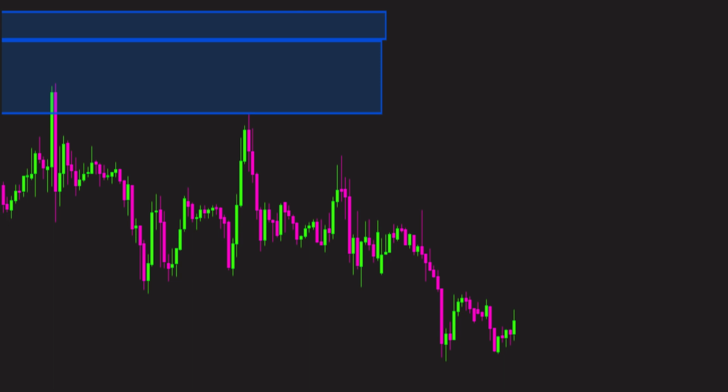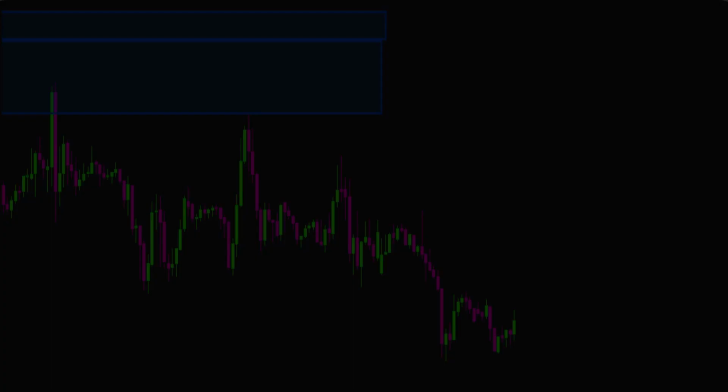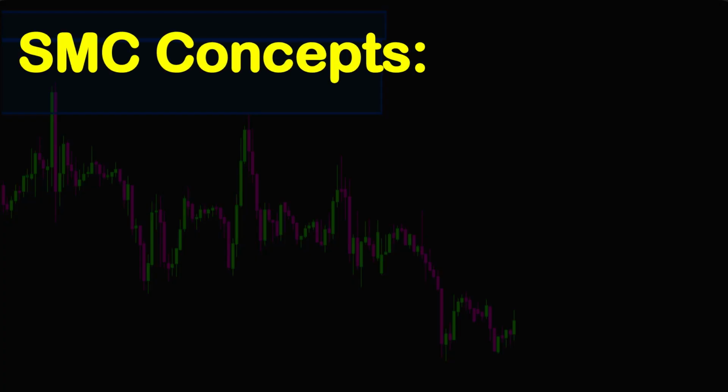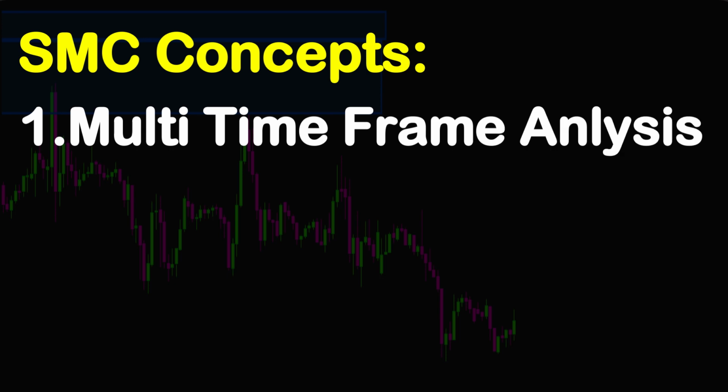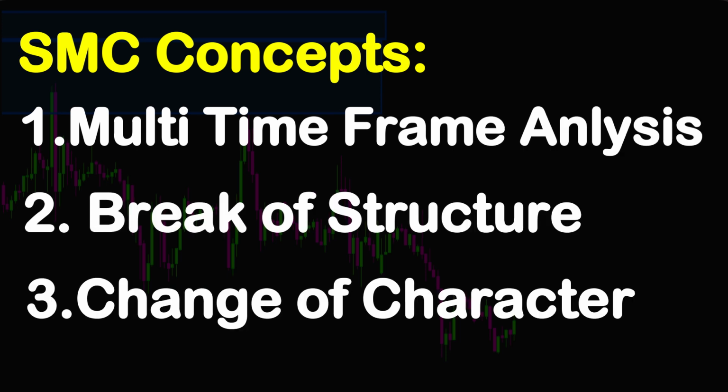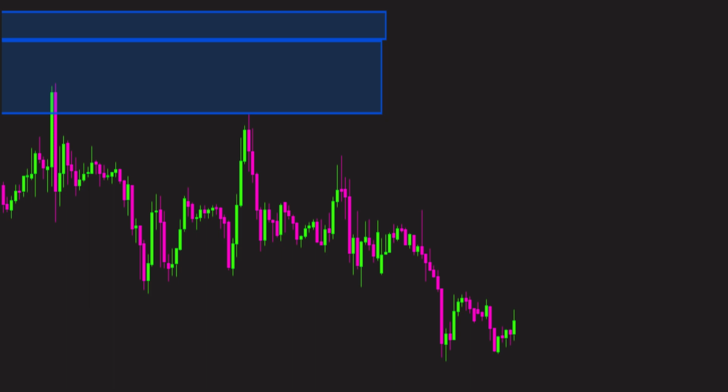Now before we move on to the strategy, we need to learn some of the concepts that are necessary to understand the strategy properly. So, the concepts that we need to learn are multi-time frame analysis, break of structure and change of character. Let us begin with the first concept, which is multi-time frame analysis.